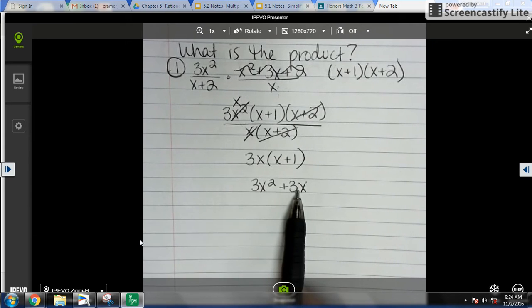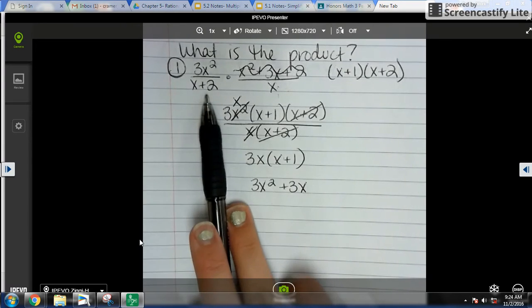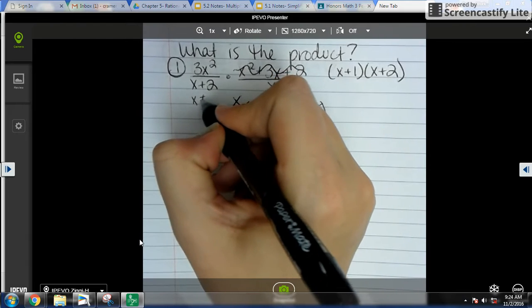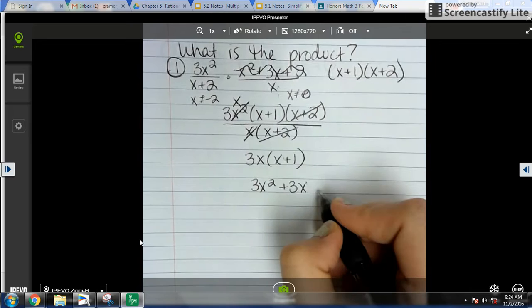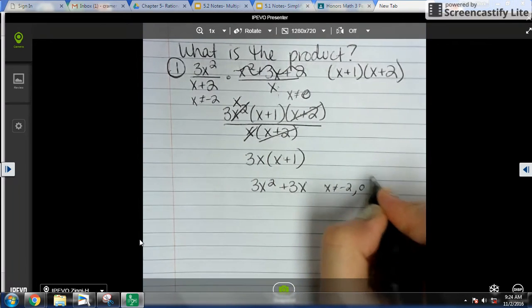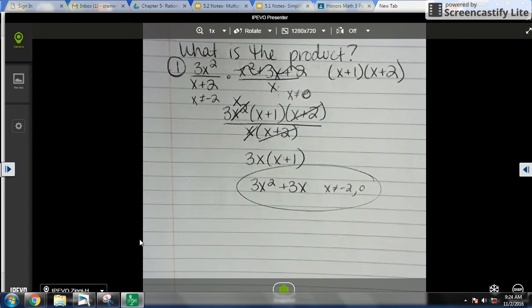And then we also need excluded values. There are no excluded values in the final answer, but we need to go back to the beginning. This means x cannot be negative 2, and this means x cannot be 0. That would be your final answer.